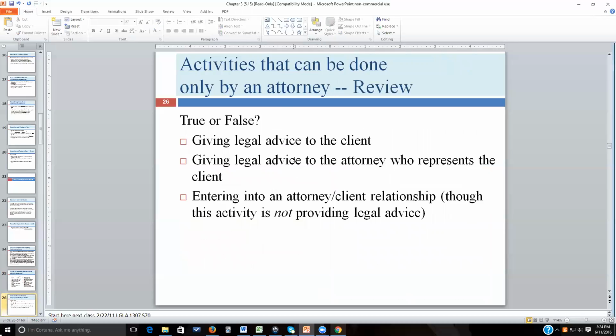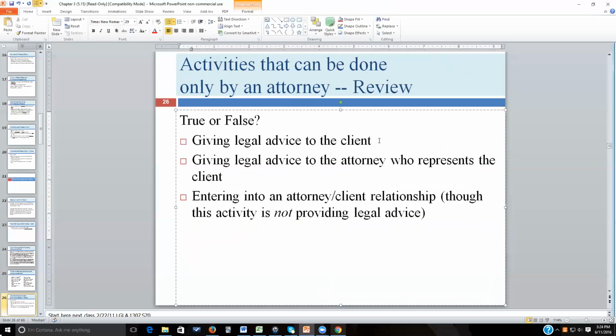So, true or false? Is this an attorney-only function, giving legal advice to the client? Well, yes, that would be true. Giving legal advice to the attorney who represents the client. Now, this is not an attorney-only function. Again, this is completely appropriate. You will see something like this on the test, so remember this.